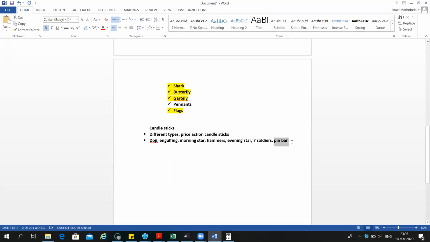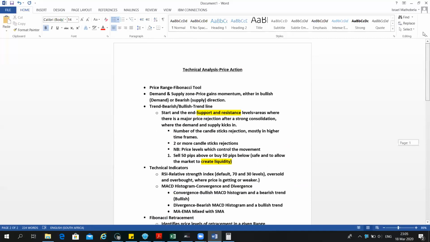Even your evening star is. The pin bar also is very important, right? So guys, these are what you need to learn. Let's quickly make a recap.